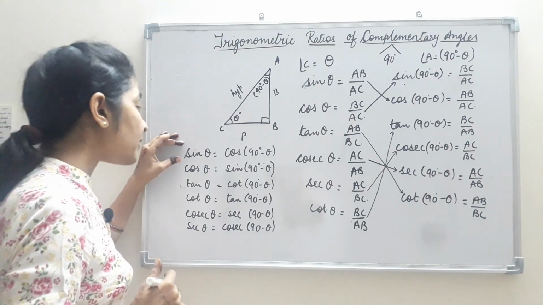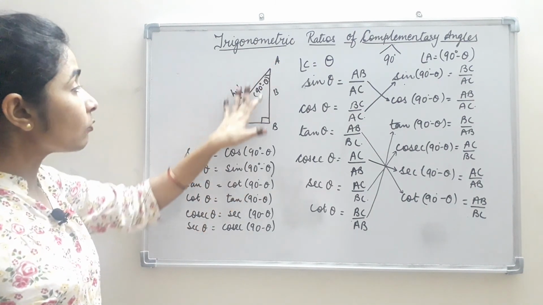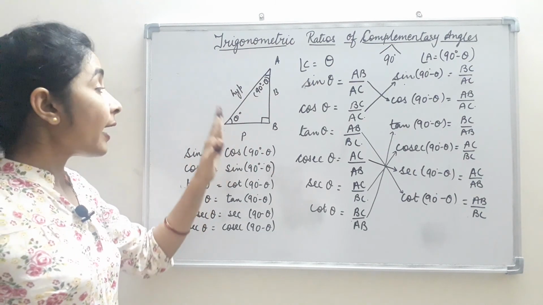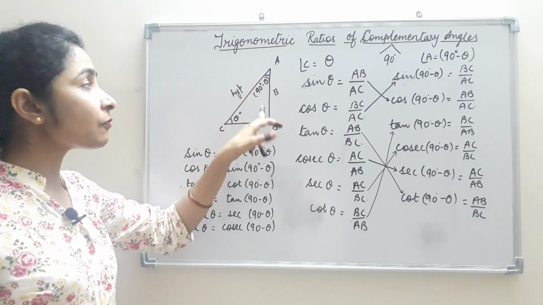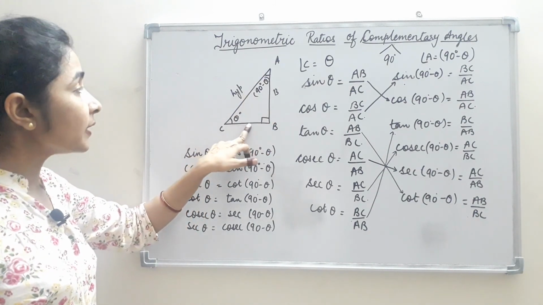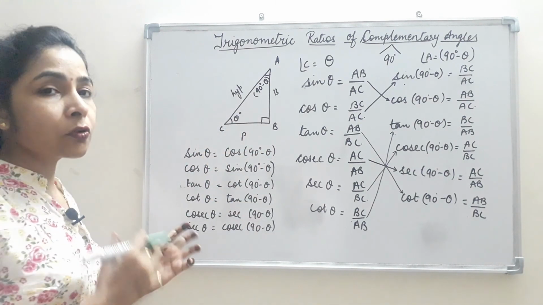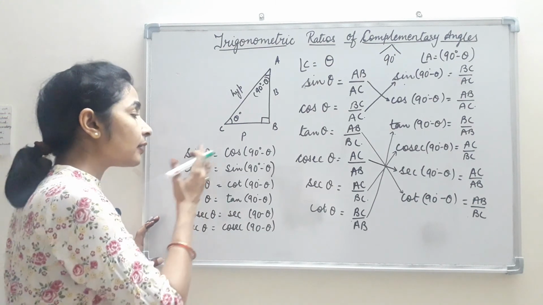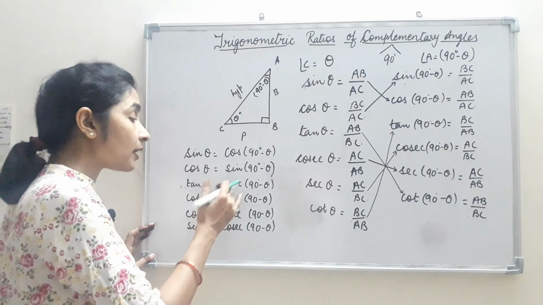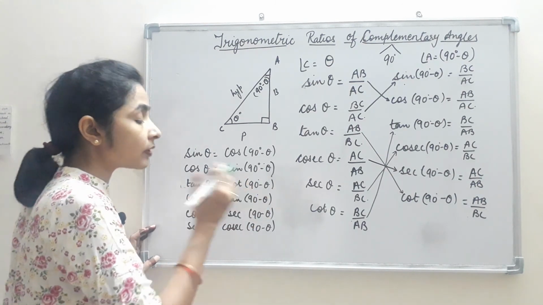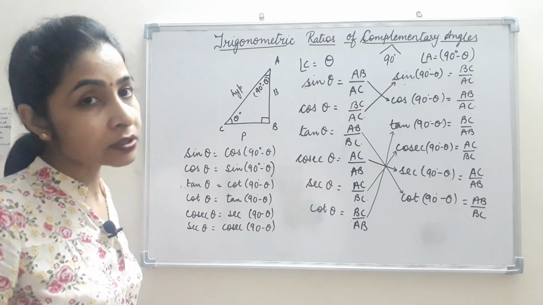Whatever is the ratio of sin theta, that is always equal to cos 90 minus theta, because we have only these three sides in the triangle, and the one which is perpendicular for one angle will be the base for the other angle. This is perpendicular for angle A, but for angle C this is the base. So everything is correlated here, and it goes like this: sin theta is equal to cos 90 minus theta, and cos theta is equal to sin 90 minus theta. Tan theta is equal to cot 90 minus theta, and cot theta is equal to tan 90 minus theta. Cosec theta is equal to sec 90 minus theta, and sec theta is equal to cosec 90 minus theta.